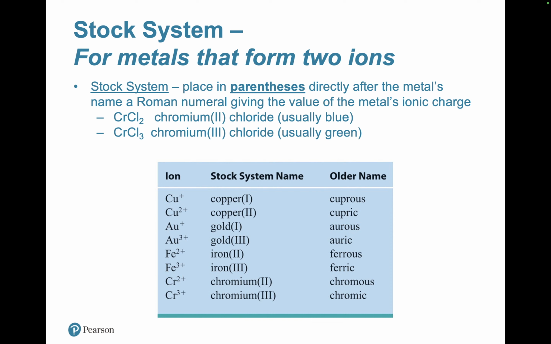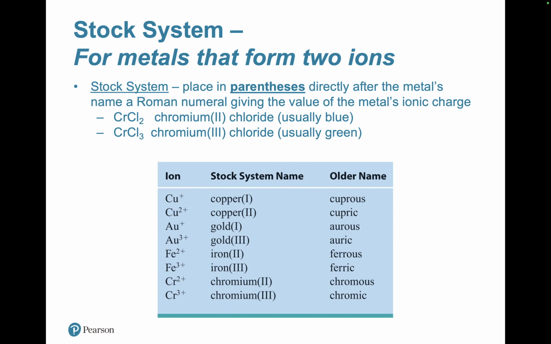So it has 2 states it can be in, right? And so the state where it has lost 1 electron is called cuprous. In the state where it's lost 2 electrons, it's called cupric, right? Gold, same thing, except it's 1 and 3, right? Gold, back in Latin days, was actually called aureus. And so aureus is the gold that has lost 1 electron, and then auric is the gold that's lost 3 electrons.